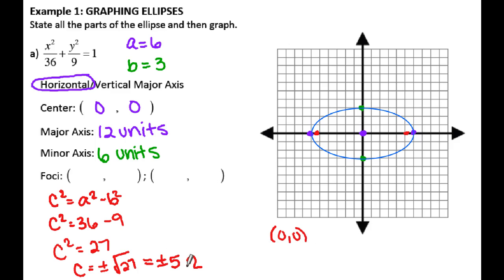My center was originally at 0, 0. So I'm taking 5.2 and adding and subtracting that horizontally, which means my x-coordinates are changing. So I'm going to take the x-coordinate of my center and add and subtract 5.2. My y-coordinate stays the same because we're not moving up and down at all, just to the left and to the right. So one focus is at 5.2, 0. The other one is at negative 5.2, 0. And then that creates your ellipse.